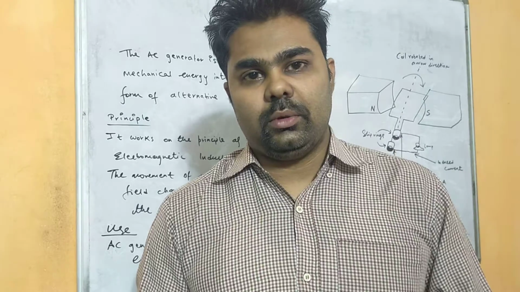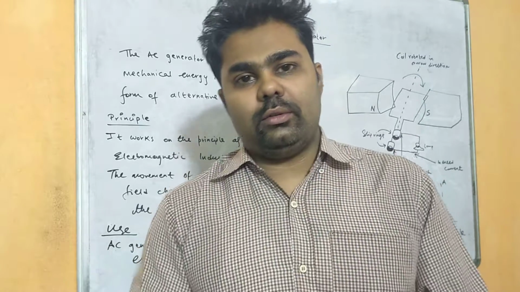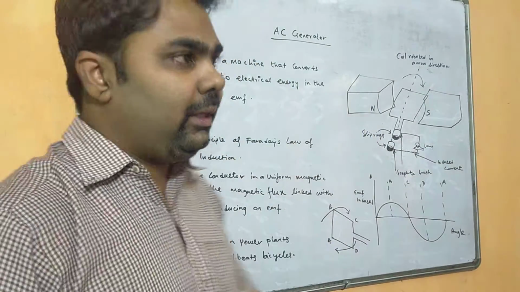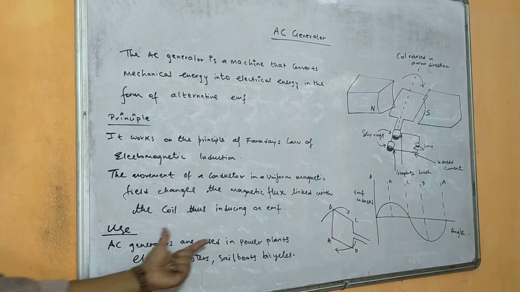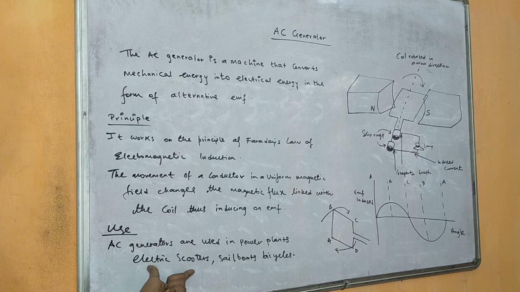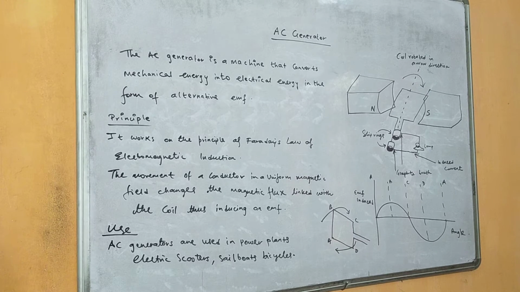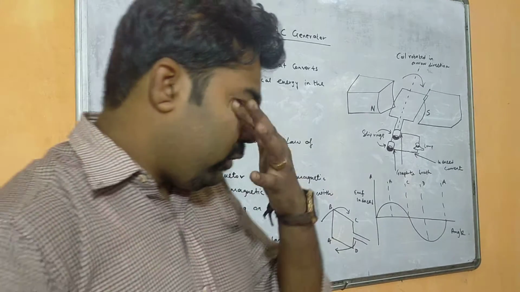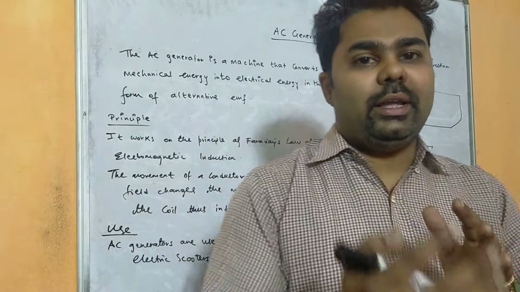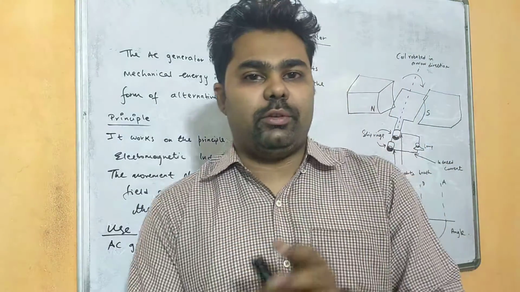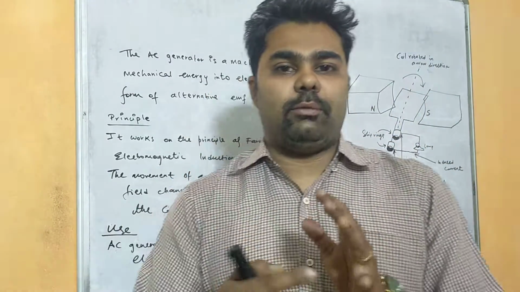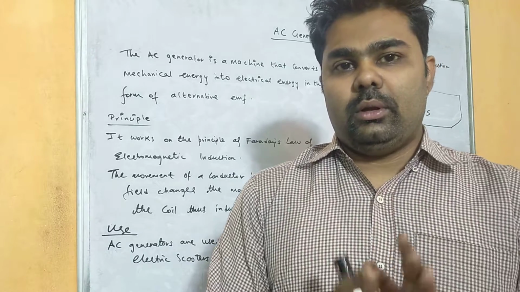Here we will discuss the working principle and how an AC generator works. AC generators are used in different places, like power plants, electrical scooters, sailboats, and bicycles. The input provided to the AC generator can be in the form of steam or a turbine.